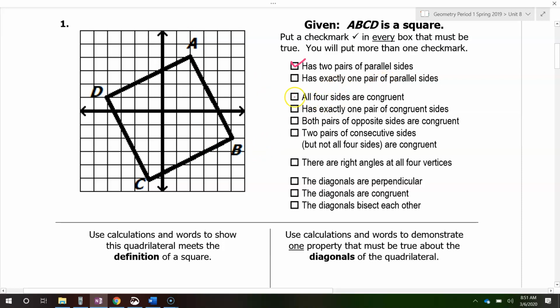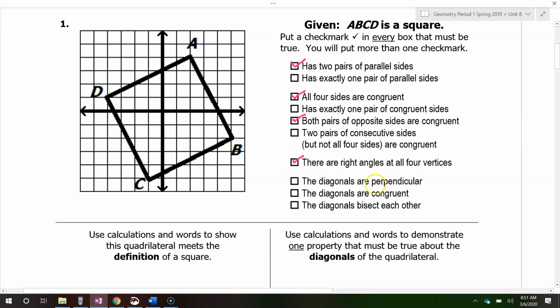All four sides are congruent. Am I going to check that? Yeah, it's a square. That's the definition of a square. One pair of congruent sides? No, both pairs. Both pairs of opposite sides congruent? Yep, we'll check that. Two pairs of consecutive sides, but not all four? Nope, all four are congruent, so we're not going to check that. There are right angles at all four corners. Yep, that's because it's a rectangle. We check that.